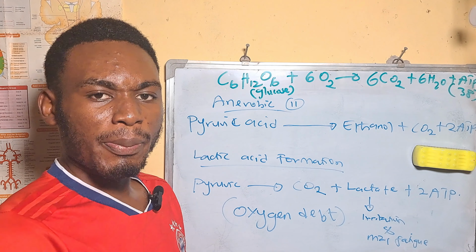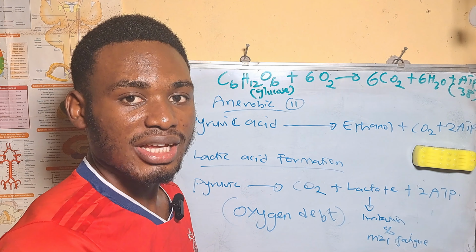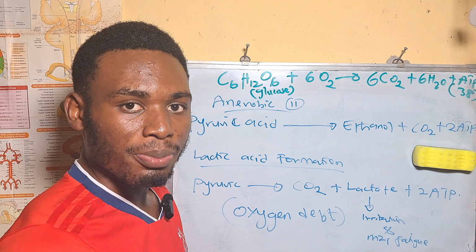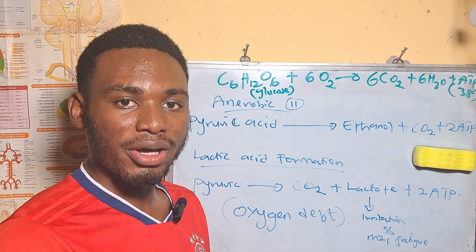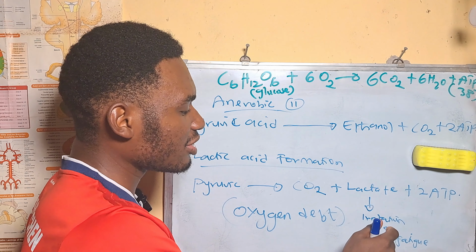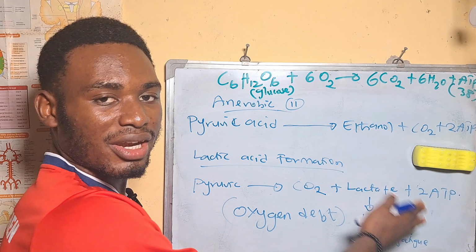Basically people tend to experience this as muscle cramps. You're running for 5 to 10 minutes and you stop because your muscle is paining you and you want to take in more air. This lactate accumulation causes lactic acidosis, which will cause irritation and muscle fatigue to that particular muscle. So this is anaerobic respiration.